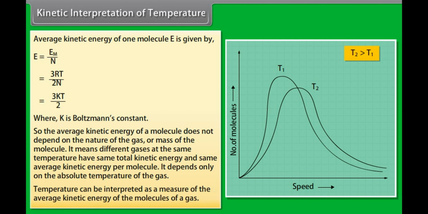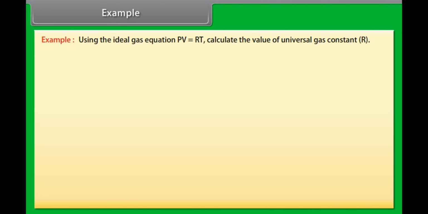Temperature can be interpreted as a measure of the average kinetic energy of the molecules of a gas. Example. Let's take an example of kinetic theory of an ideal gas. Using the ideal gas equation, PV = RT, calculate the value of universal gas constant.